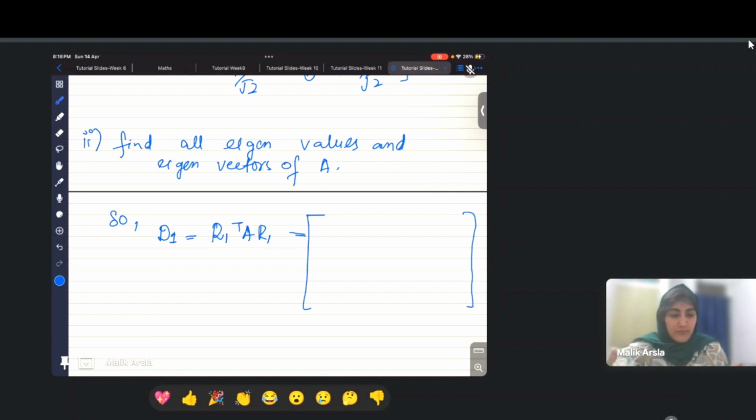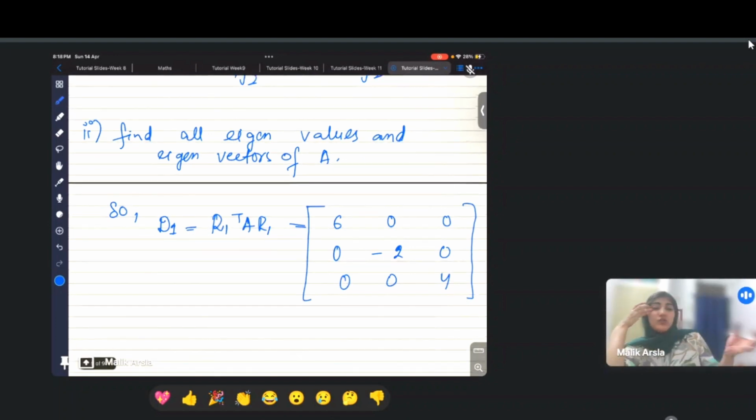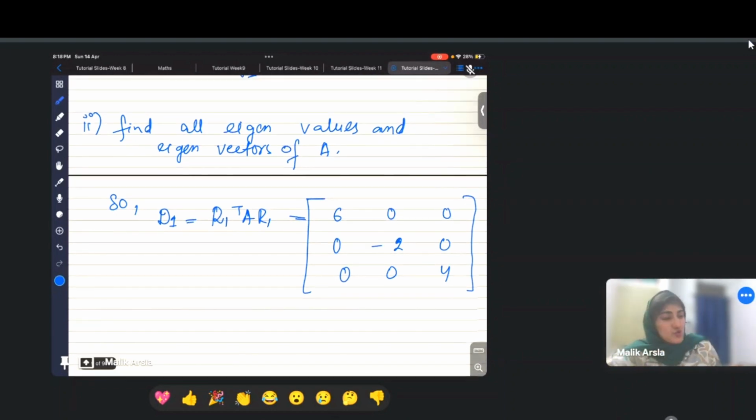6000 minus 2. It's 600, then 0 minus 20, it will be 004, right? 00. So here you can see that your solution has converged because all other elements have become 0. So you don't need to go further. Correct. So what will be your lambda 1? 6. Lambda 2 is minus 2 and lambda 3 will be 4.